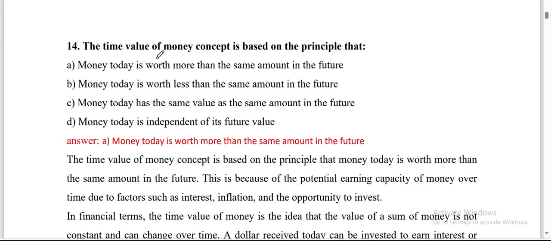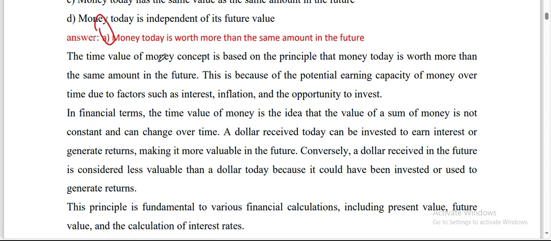Next question, question 14, time value of money. The time value of money concept is based on the principle that A, money today is worth more than the same amount in the future. B, money today is worth less than the same amount in the future. C, money today has the same value as the same amount in the future. D, money today is independent of future values. So the answer is option A. Money today is worth more than the same amount in the future.